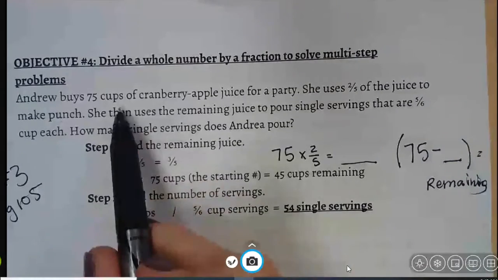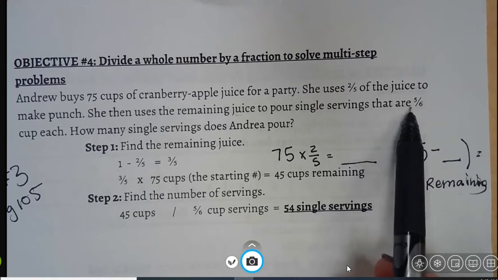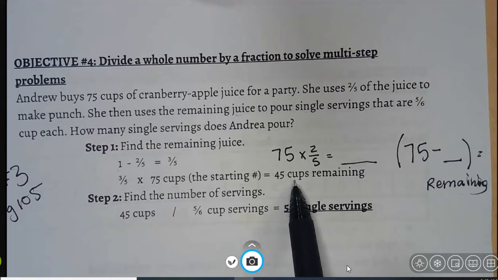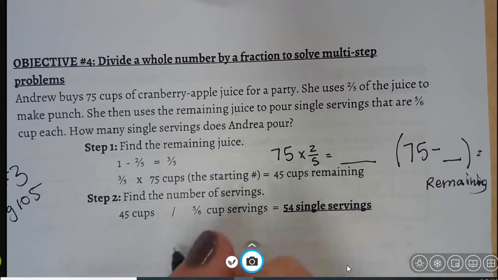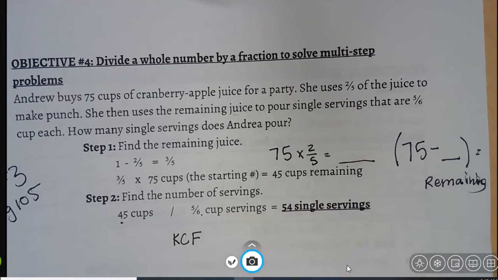She then uses the remaining juice, which would be this, to pour single servings that are 5/6 of a cup each. So you would have to find the remaining, which ends up being 45, and divide that by 5/6. So remember, after dividing a whole number by a fraction, you would have to do keep, change, flip.